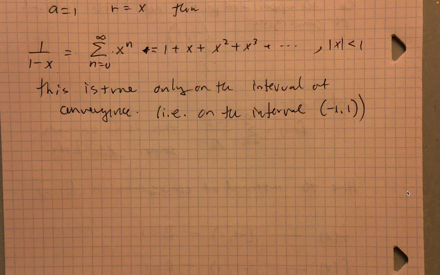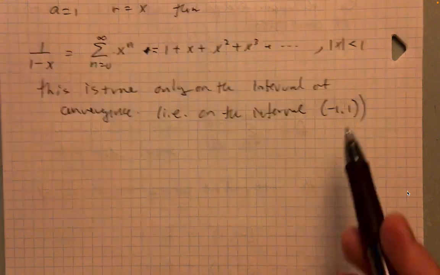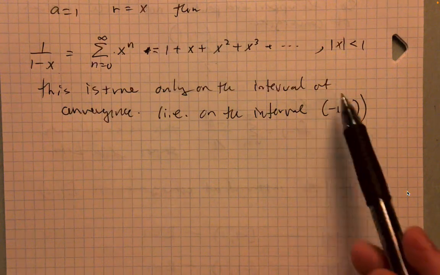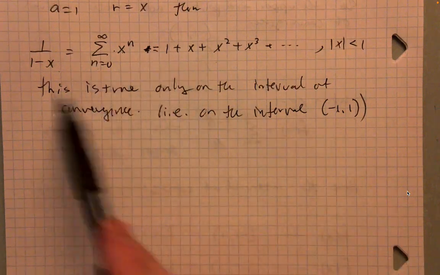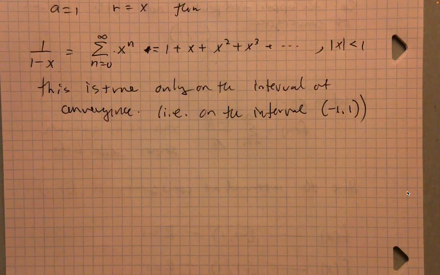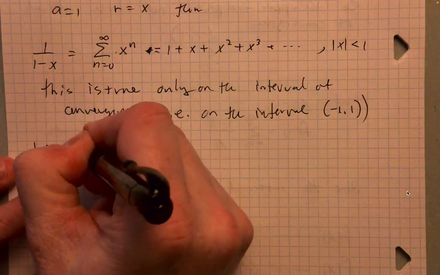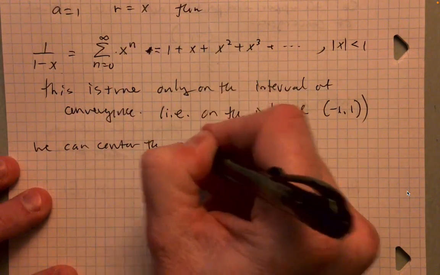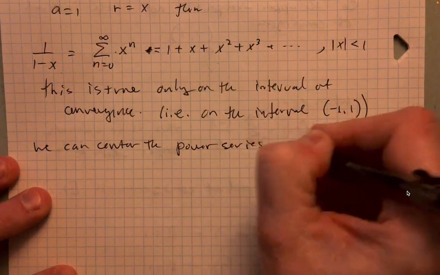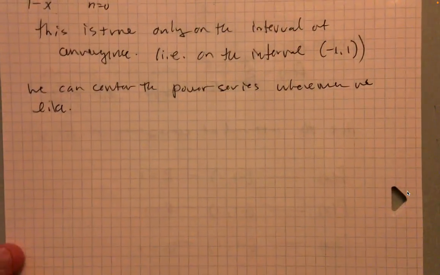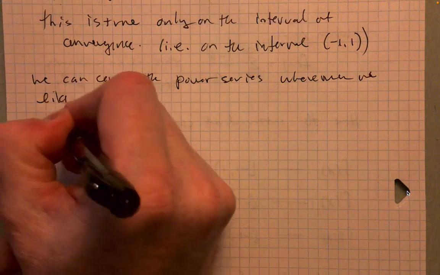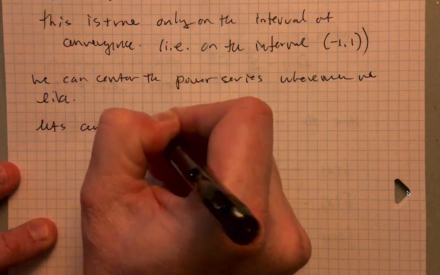Again, this is based on this particular interval, but we could represent this power series on any interval we like. It doesn't have to be the interval centered at 0. We could center the power series elsewhere, wherever we like. That's kind of the next step. So for example, let's center it at x equals negative 1.